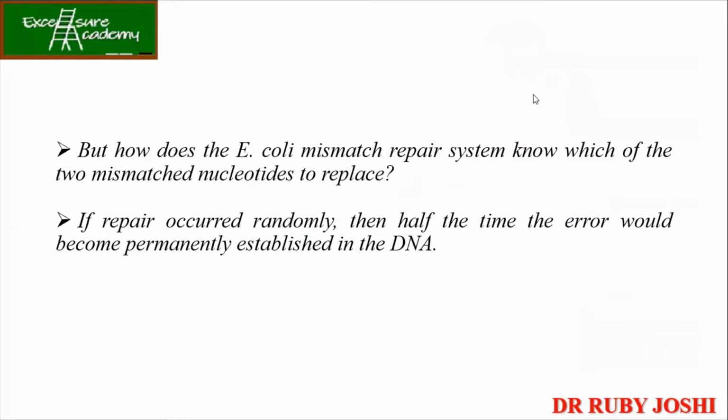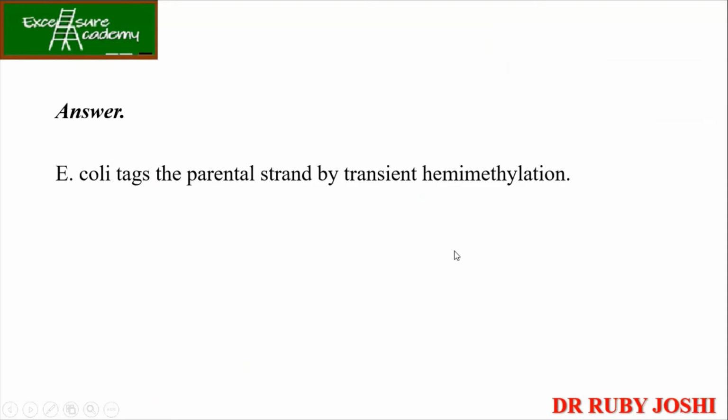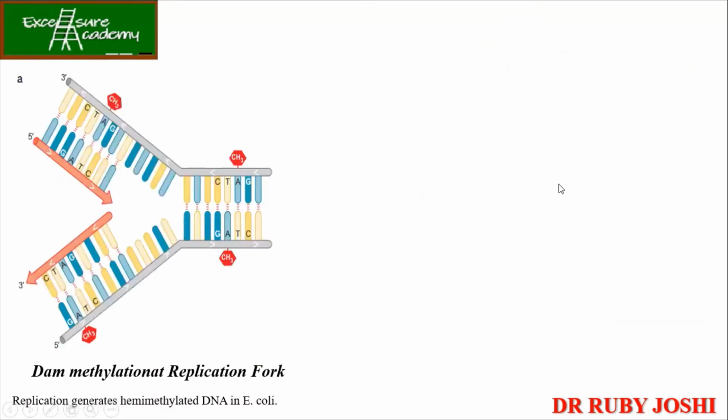Okay, so I have asked this question before, but it's the same thing. How does the E. coli mismatch repair system know which of the two mismatched nucleotides to replace? And the answer is the hemimethylation part. Okay, good. Now this question.